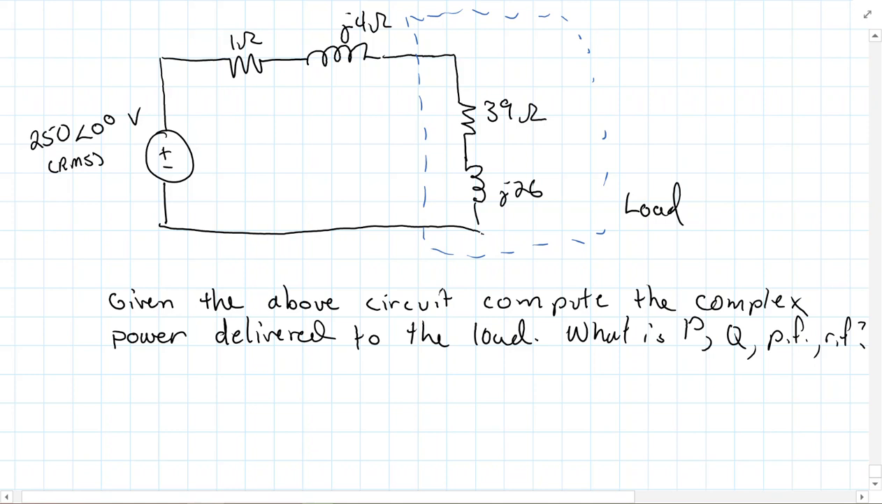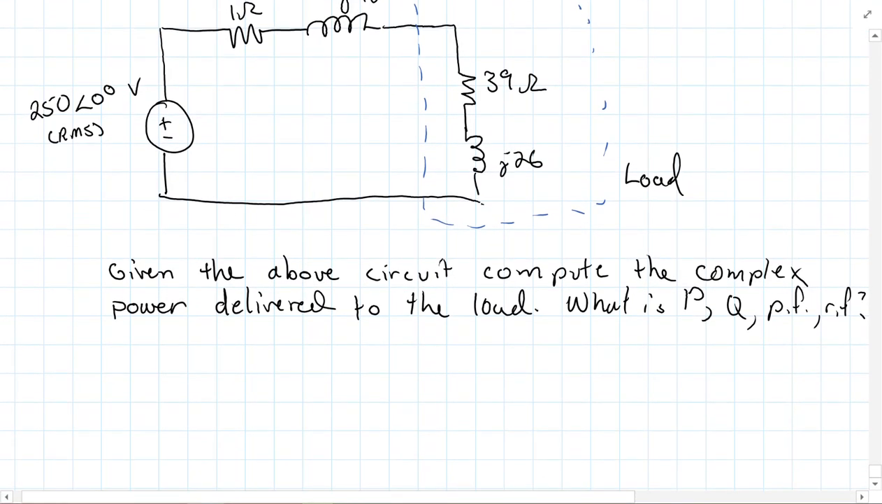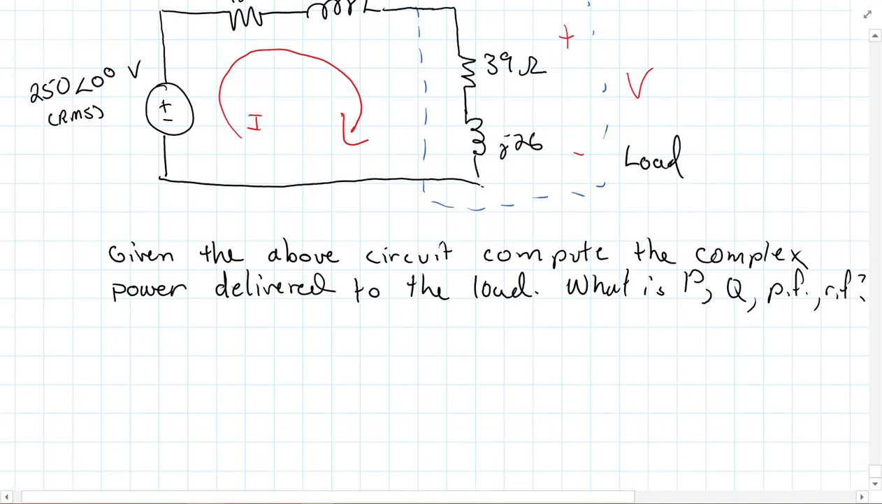So I'm going to go ahead and find P, Q, PF, and RF, but I'm going to do this first problem in a couple different ways. First, I'm supposed to compute the complex power going through this load. Well, if I just computed the current, I could use one of my equations to get the power. If I compute my current, I could easily compute the voltage across that load. So that's the approach we're going to take this first time.